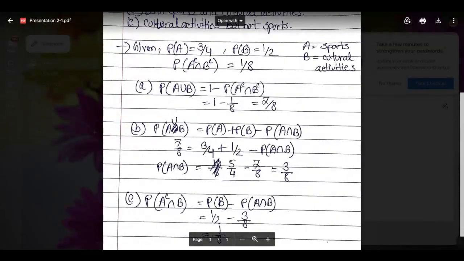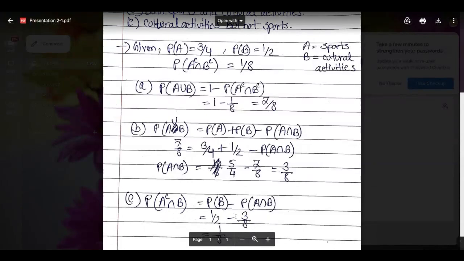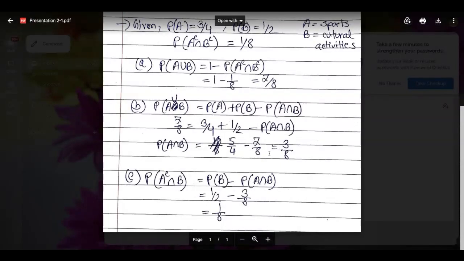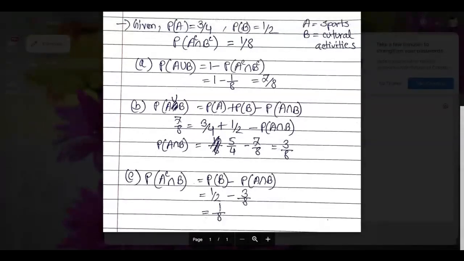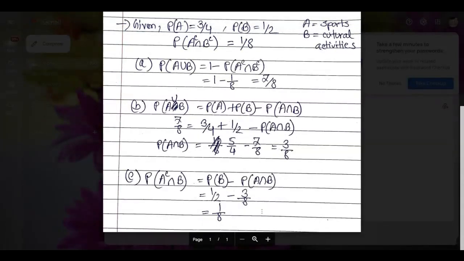Which is A complement intersection B. So not sports but cultural activities, which is this proposition: probability B minus probability of A intersection B. We have A intersection B from part B, and we just take the difference, and the answer is 1/8.